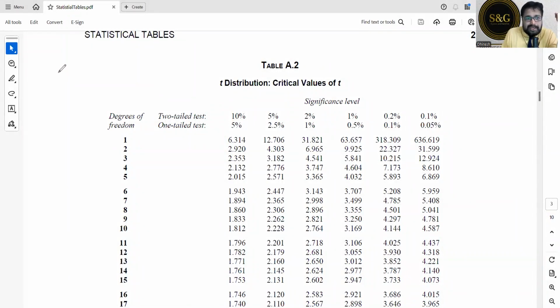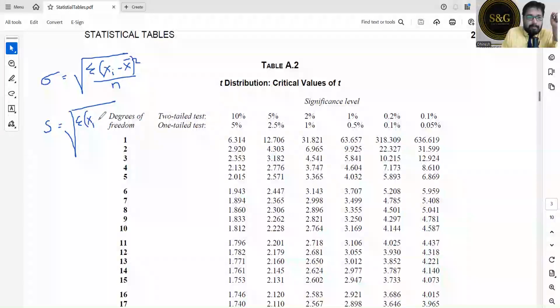The standard deviation formula for population is equal to the square root of the summation of xi minus x bar raised to square, divided by n. And the standard deviation of the sample, which is s, is equal to the square root of the summation of xi minus x bar raised to square, divided by n minus 1. Now, this is the difference between these. Why is there a difference?